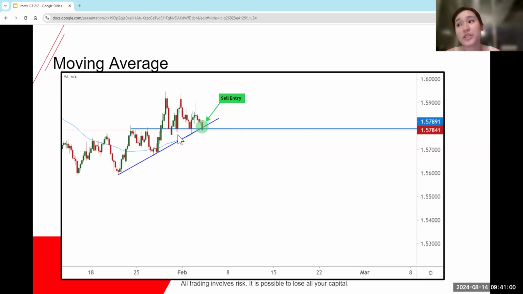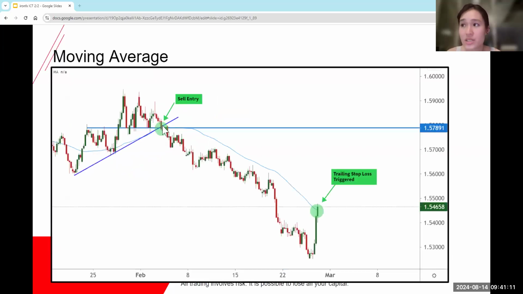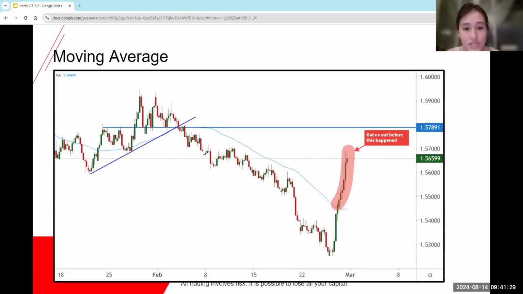So we're going in for a sell entry, especially since when price moves above our moving average, it's a bullish signal. Once price moves below it, it is a bearish signal. Okay, so you can see price breaks under our moving average. And once price breaks above it, our trailing stop loss is triggered and we get out of the trade. Okay, so you can see it's a good thing that it got us out, because we would have lost all of our profits from our entry until this point, if we didn't get out of the trade before this happened.